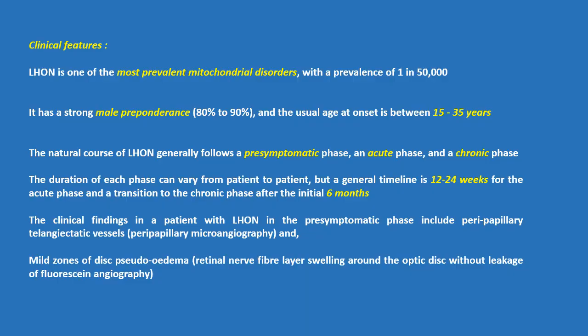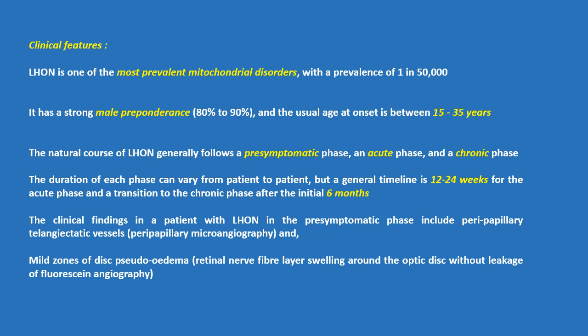Clinical features. LHON is one of the most prevalent mitochondrial disorders, with a prevalence of 1 in 50,000. It has a strong male preponderance, and the usual age of onset is between 15 to 35 years. The natural course of LHON generally follows a pre-symptomatic phase, an acute phase, and a chronic phase. The duration of each can vary, but in general the timeline is 12 to 24 weeks for the acute phase and a transition to the chronic phase after the initial 6 months.